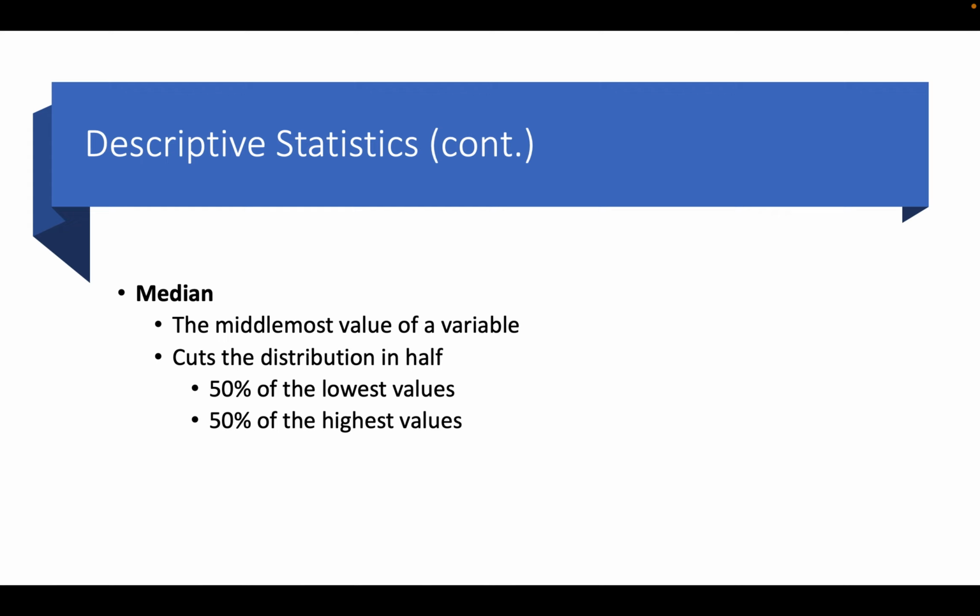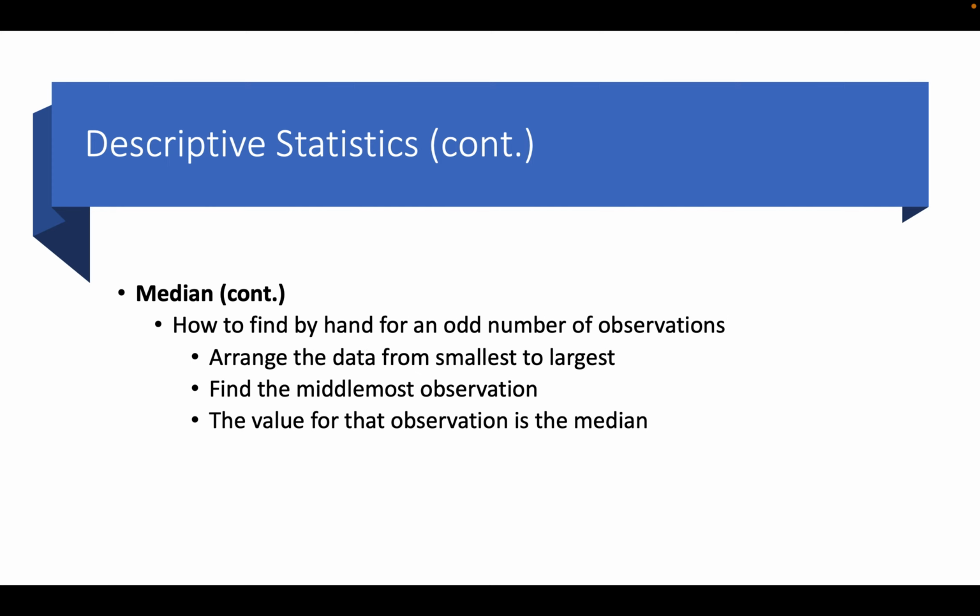The median is simply the middlemost value of a variable, and it cuts that distribution of values in half. 50% of the lowest values and 50% of the highest values. So it is that midpoint of the distribution of values. Now, how do we do this? Well, for an odd number of observations, we just simply arrange the data from smallest to largest. So say if we had a data set of 5 values, we would just arrange it from smallest to largest, and then find the middlemost observation. And that observation is the median.